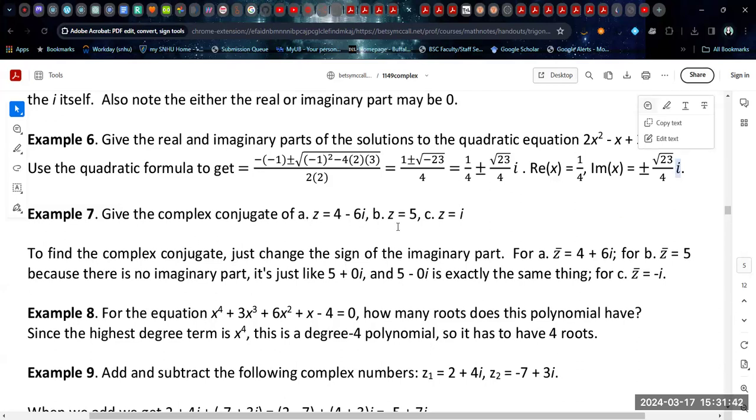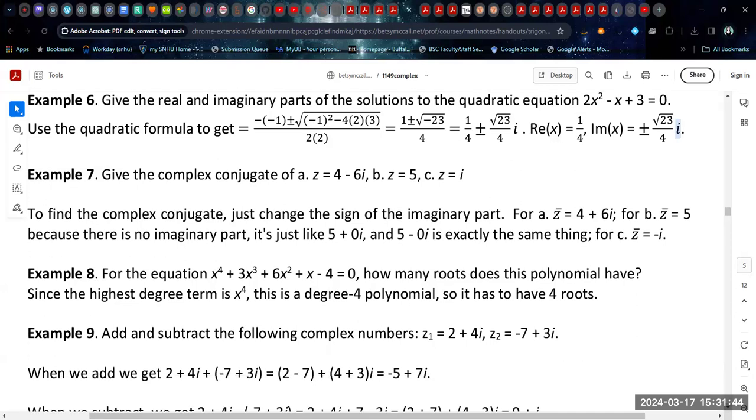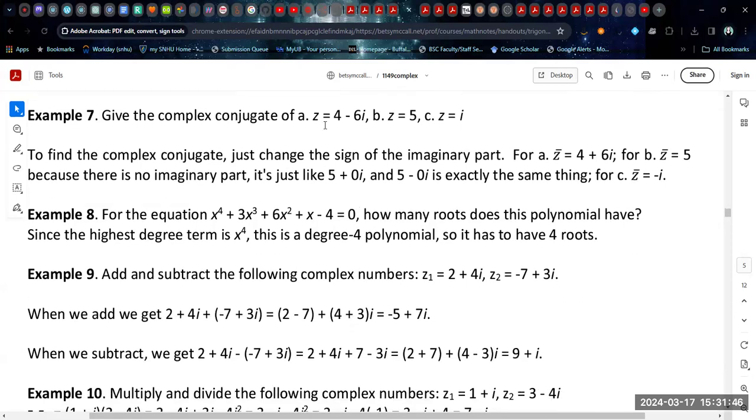Give the complex conjugate of the following examples. The complex conjugate of z equals 4 minus 6i would be 4 plus 6i. For z equals 5, well, there's no imaginary part, so it's just 5. So 5 plus 0i and 5 minus 0i is exactly the same thing. And for z equals i, that would just become minus i.